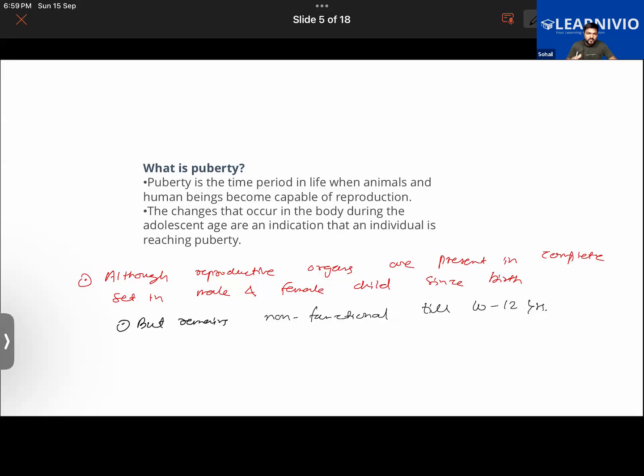But what happens after 10 or 11 years, or after 12 years? Basically the body will start to produce some hormones. Under the influence of those hormones, the reproductive organs become active. At that time, the reproductive organs become active, and that time will be known as puberty. Or in other words, the reproductive system of humans will start functioning at that time, and that time is called puberty.